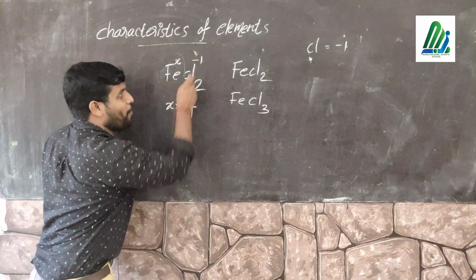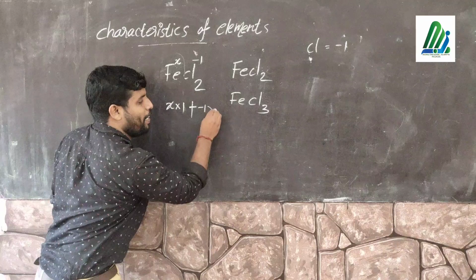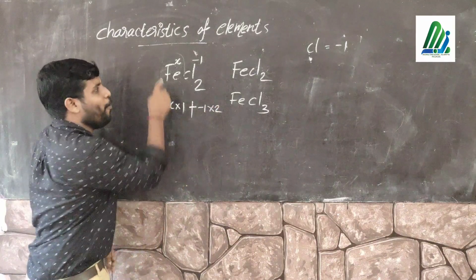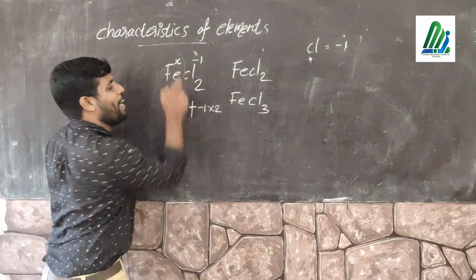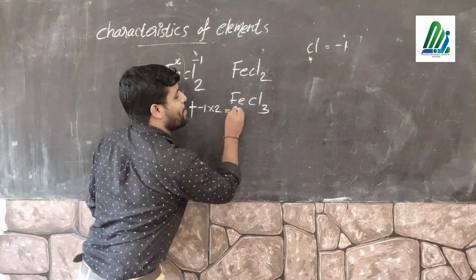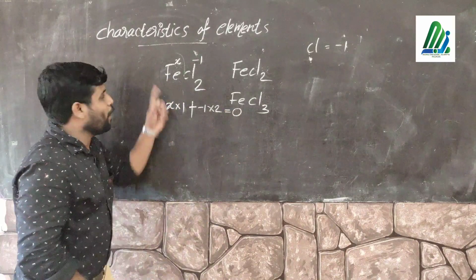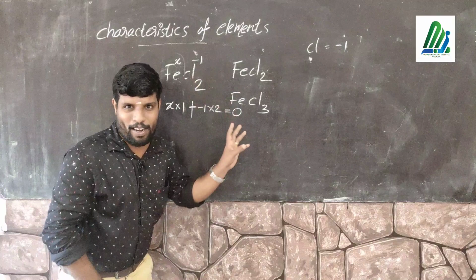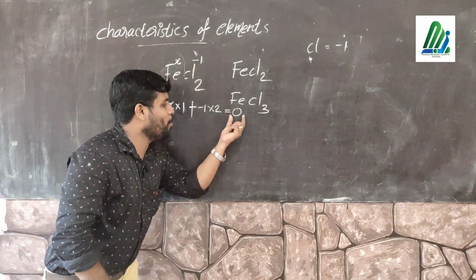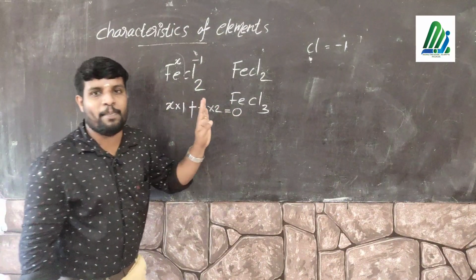The total charge of chlorine is -1 into 2. If you add the charge of Fe and Cl, we want to get the answer 0. Why? The compound is electrically neutral. So we can write the value here, it is 0. The total charge is 0.